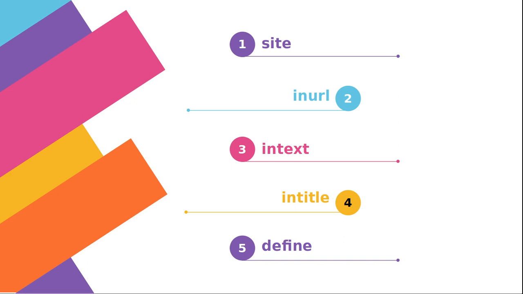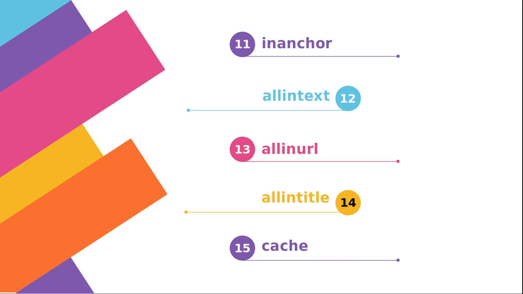A few of these are some of the keywords: site, in URL, in text, in title, define, info, link, related, file type, cache, in anchor, all in text, all in URL, all in title. Oh, I said cache twice. So just sit back. We're going to look at them one after the other, and then there are situations where you can use more than one of these keywords at the same time.